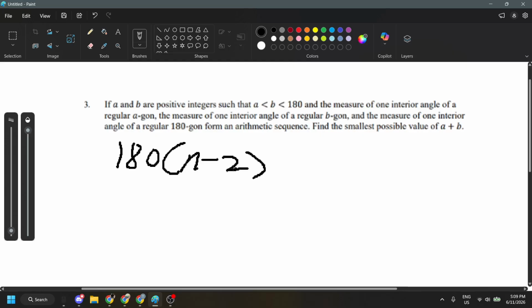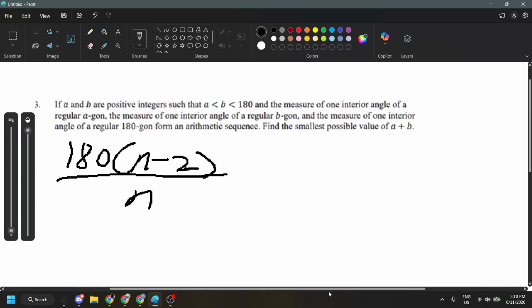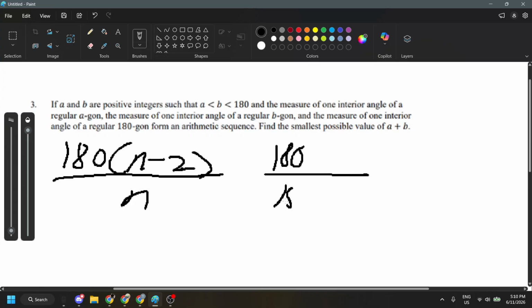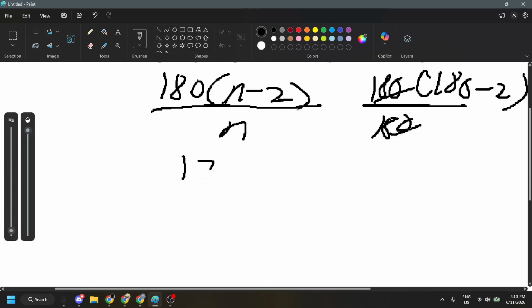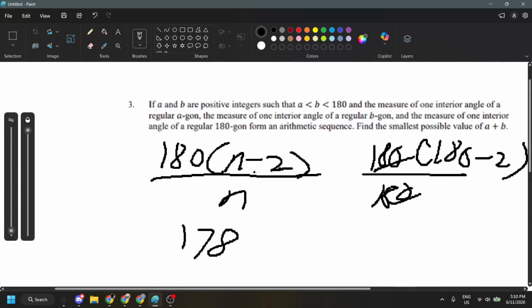So it's 180 times 4, so it's over n. Here the total is 720, or it's 540. So a 180-gon is 180 over 180 times 180 minus 2. It is 178.